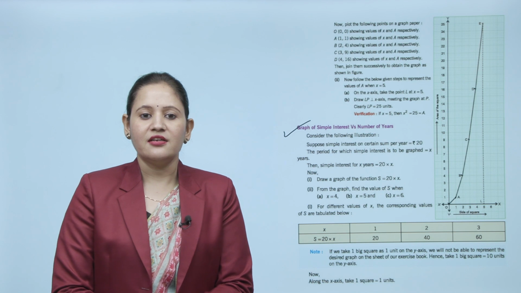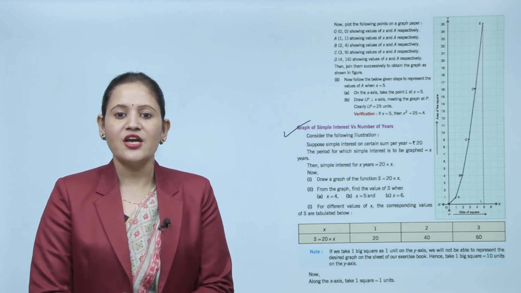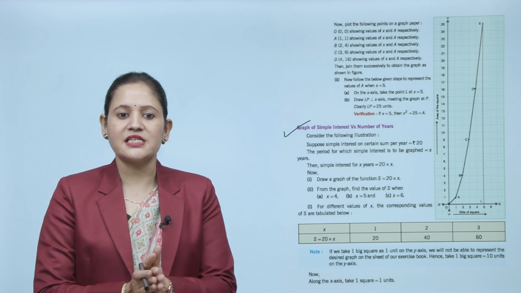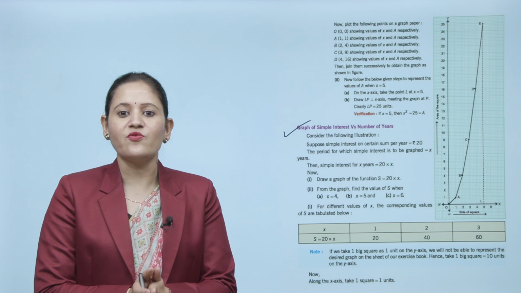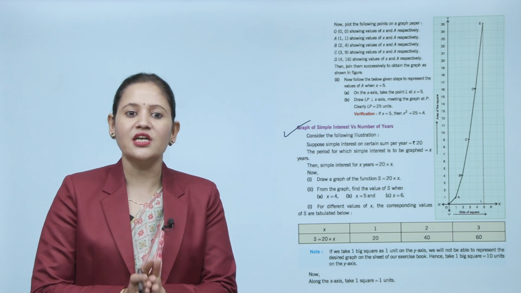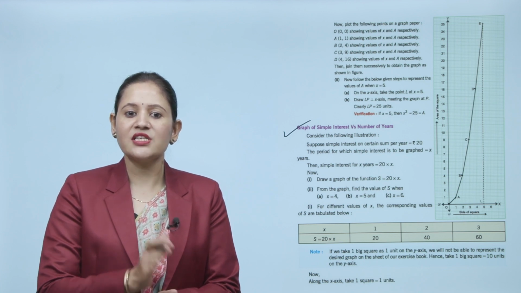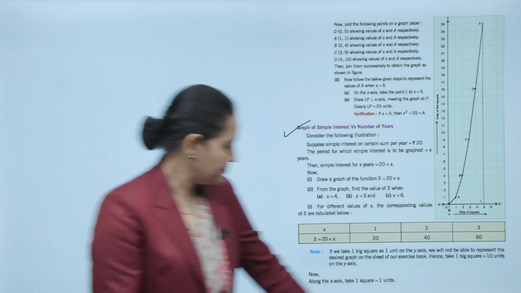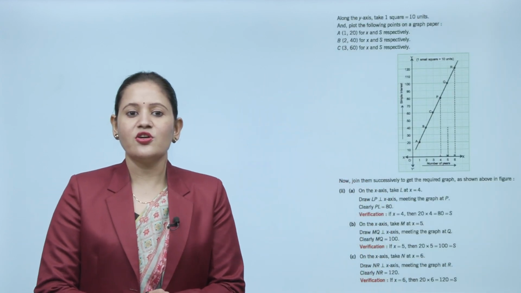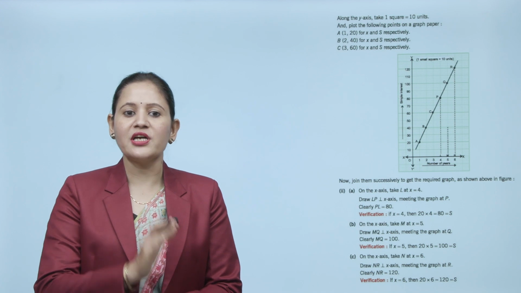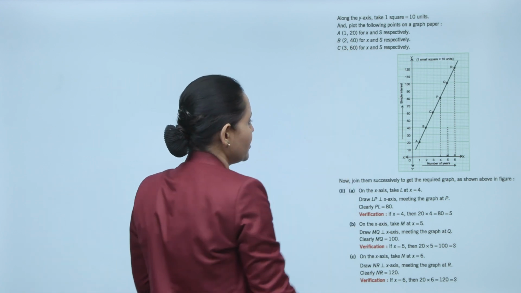Note, if we take one big square as one unit on the y-axis, we will not be able to represent the desired graph on the sheet of our exercise book. Hence, take one big square equals 10 units on the y-axis. Now, along the x-axis, take one square equals 1 unit. Along the y-axis, one square will be equal to 10 units.